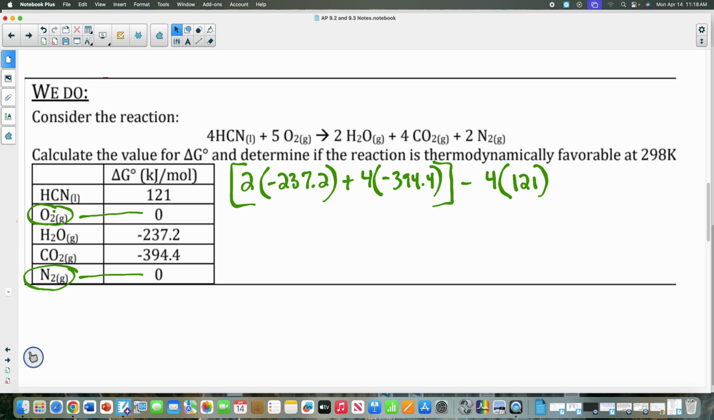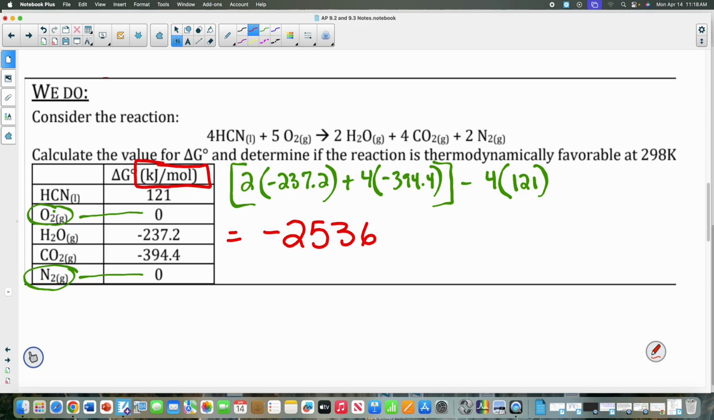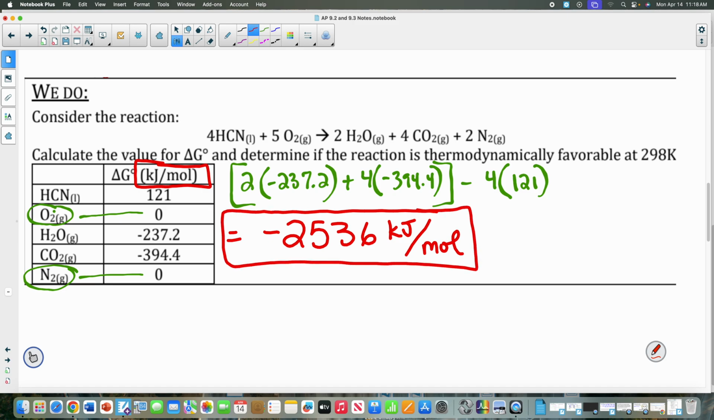And I get a value of negative 2536. Let's look at our units. Kilojoules per mole. Okay, we have a negative value. So are we thermodynamically favorable? Yes.